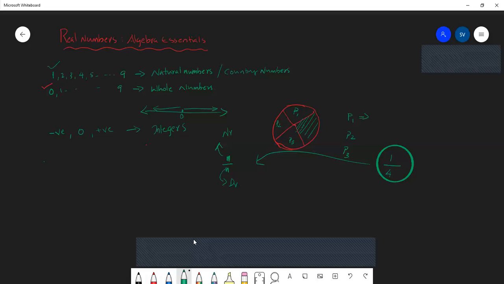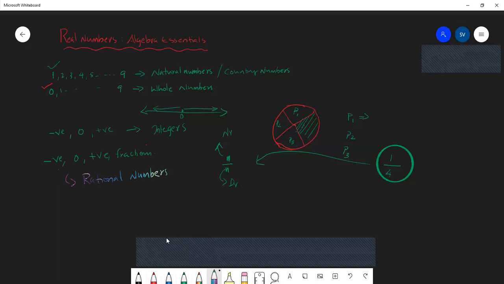Now we have negative numbers, 0, positive numbers, and fractions. Okay, so we have negative numbers, 0, positive numbers, and fractions. So they changed the name of the system as rational numbers. Rational numbers.